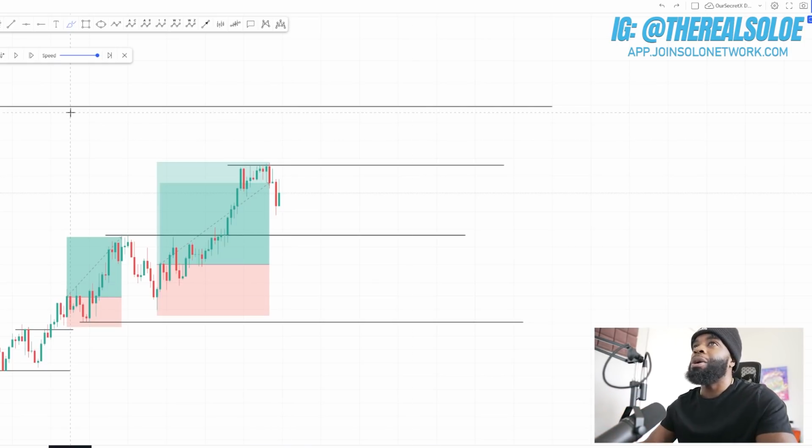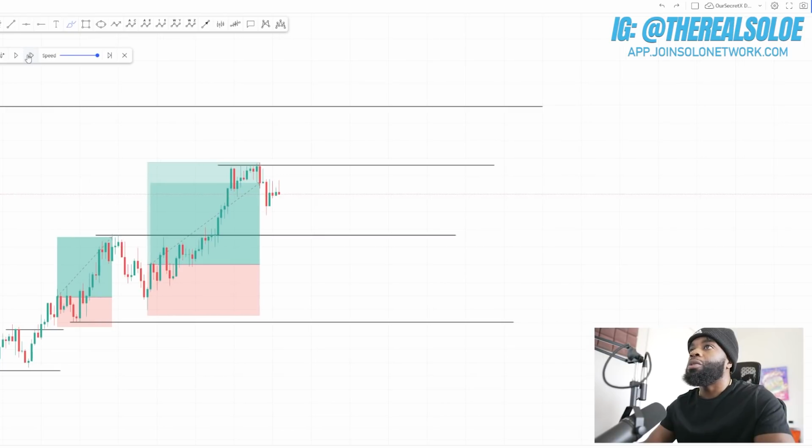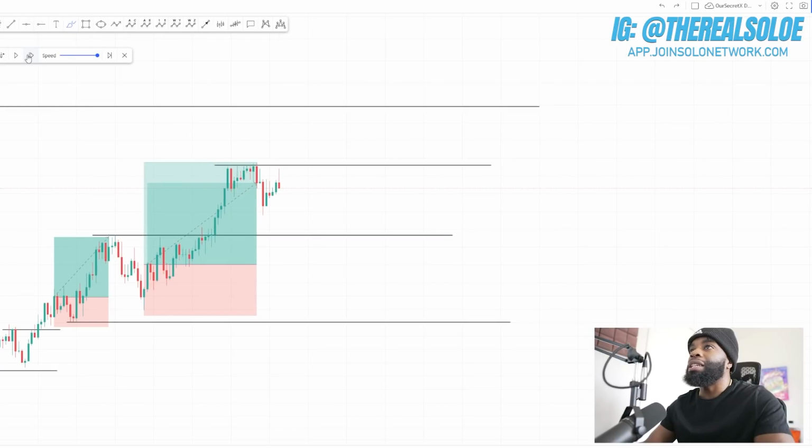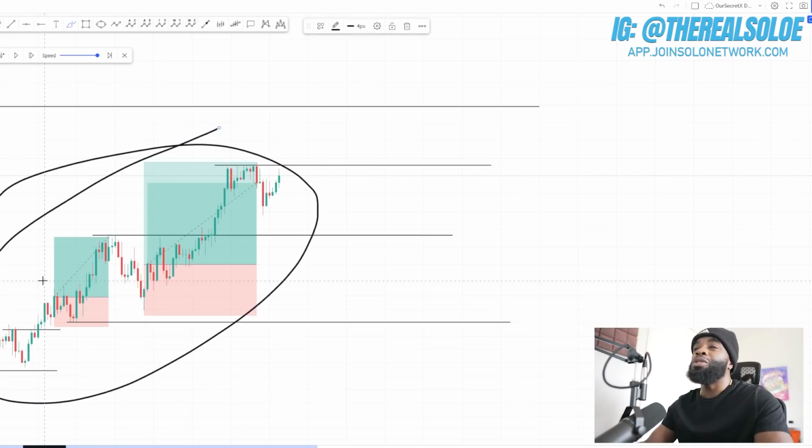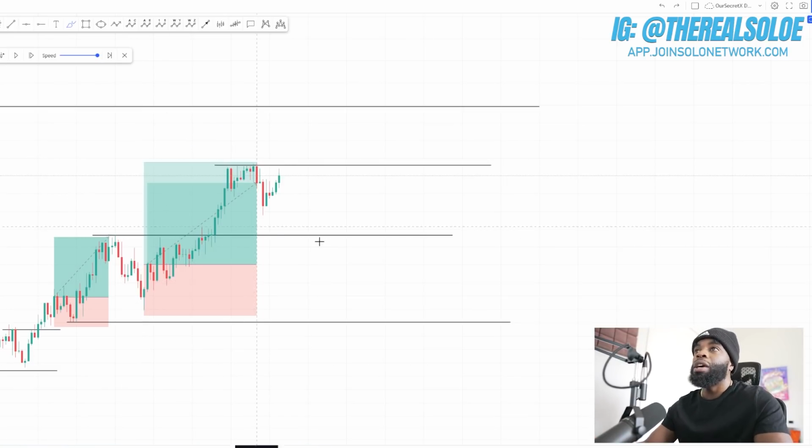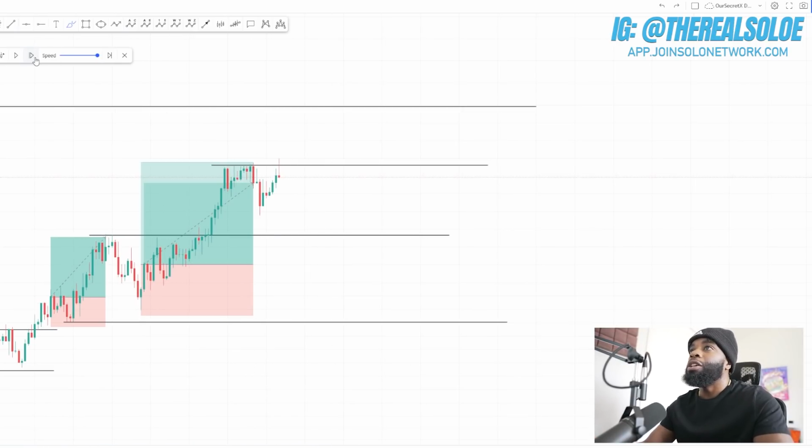So let's go ahead and see what happens. Let's go ahead and play this through. So right now what we're getting is consolidation. We did get a power move up. Usually, guys, when you get a very impulsive wave, expect price to consolidate for a bit. So right now we are consolidating. Looks like we're breaking structure again.